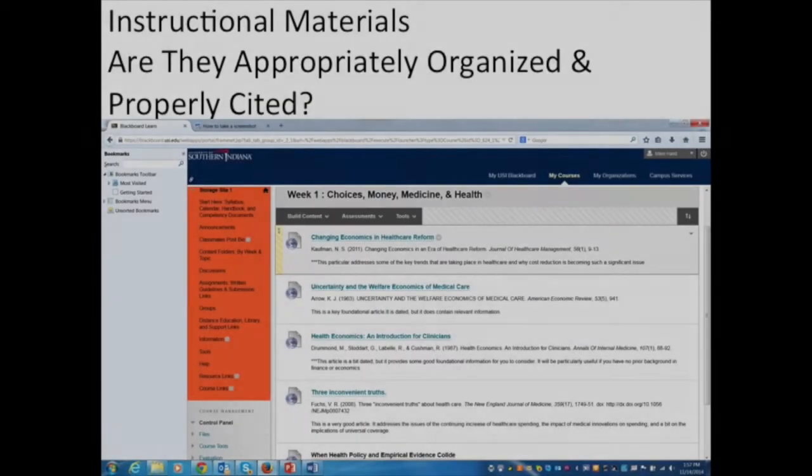Instructional materials: are they appropriately organized and properly cited? Again, another example, if I'm looking for evidence: how many of you use permalinks, library permalinks for resources?